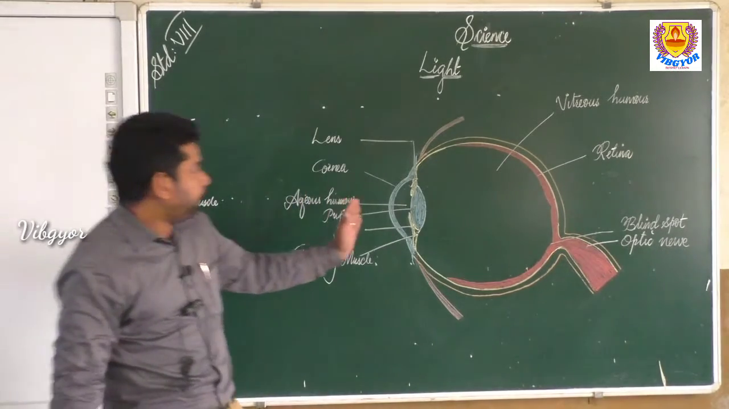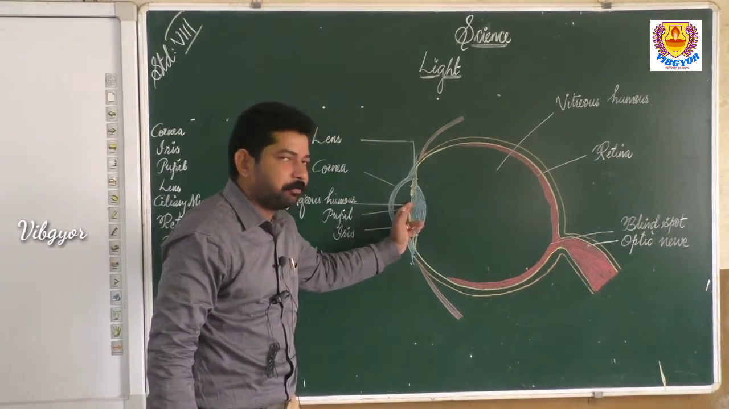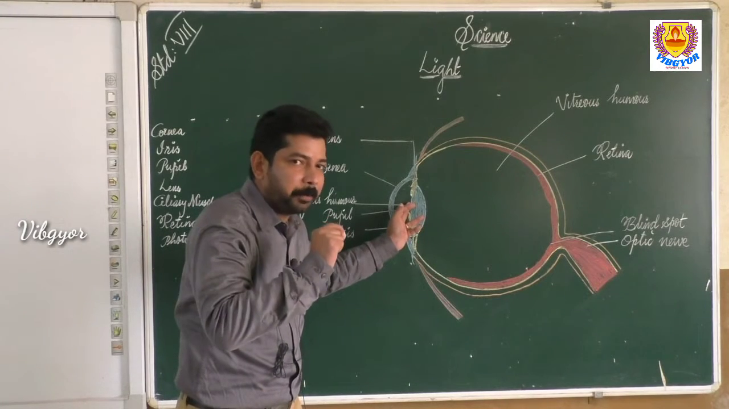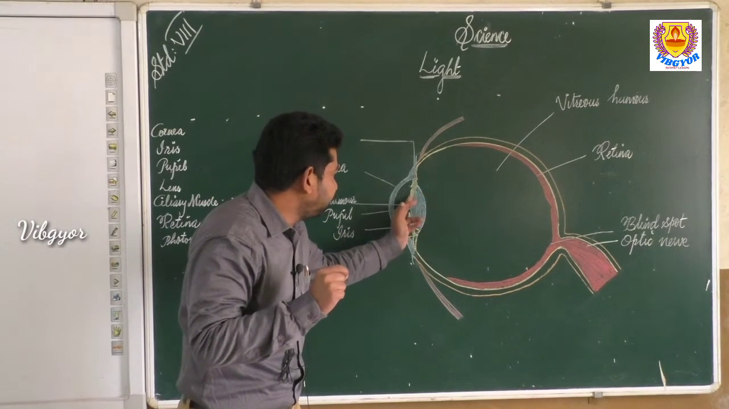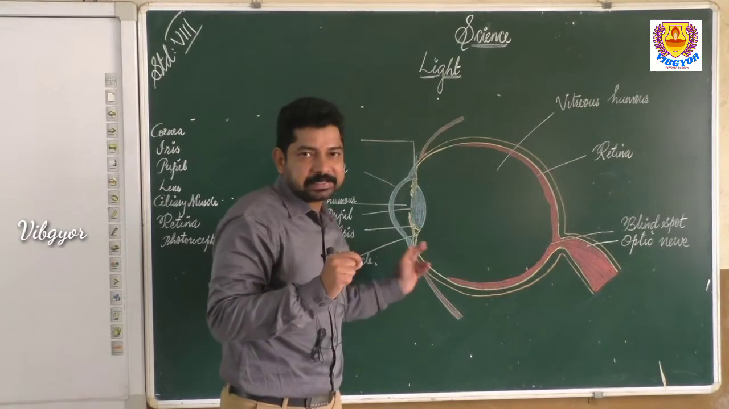Next one is behind the pupil. The opening of the iris is known as the pupil, and behind the pupil we see there is a lens.